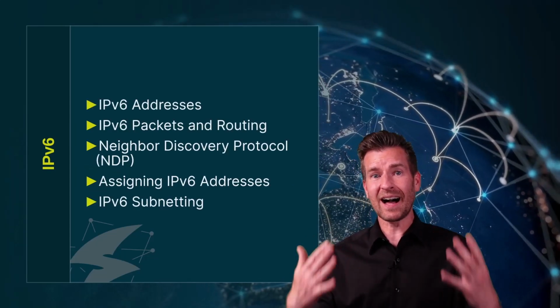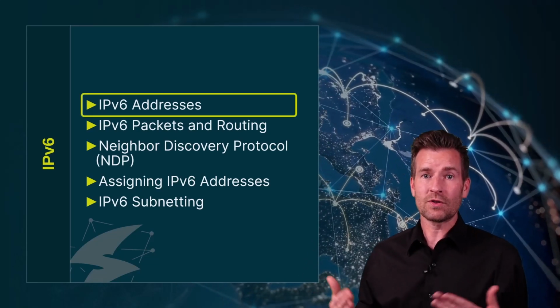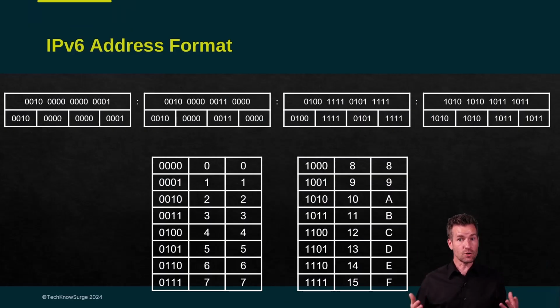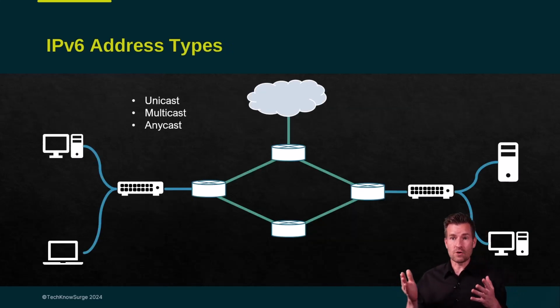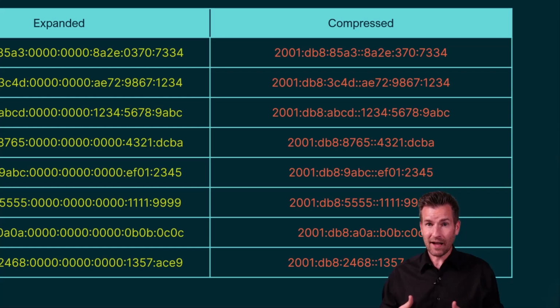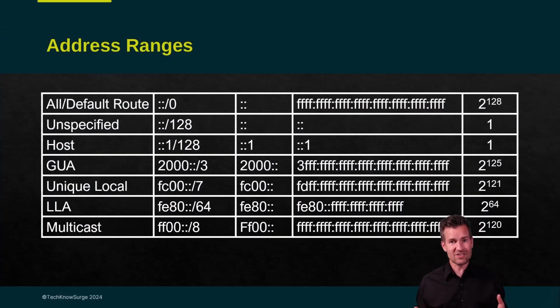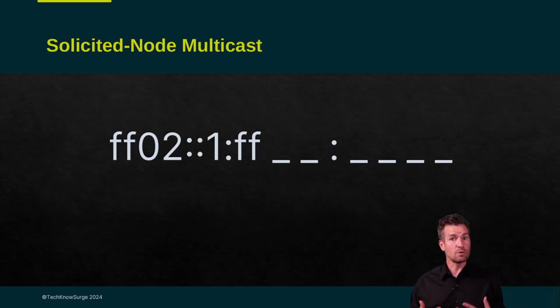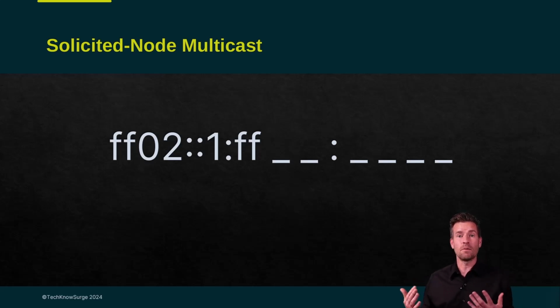We started out by talking about those addresses and what those addresses look like. We got into the format of those addresses and different address types, whether it be unicast, multicast, or anycast. We got into how we may want to compress those addresses because they're so long. But of course, if we compress them, we also have to decompress them or expand them. We got into the different address ranges and what those address ranges are used for. And we took an in-depth look into multicast, the different multicast ranges, and things like the solicited node multicast.